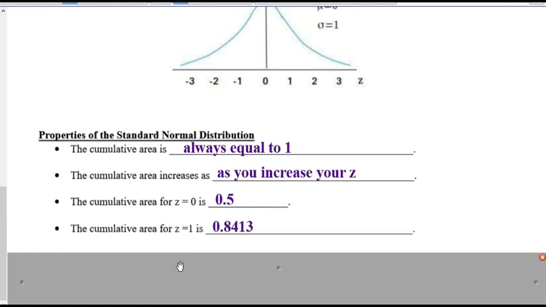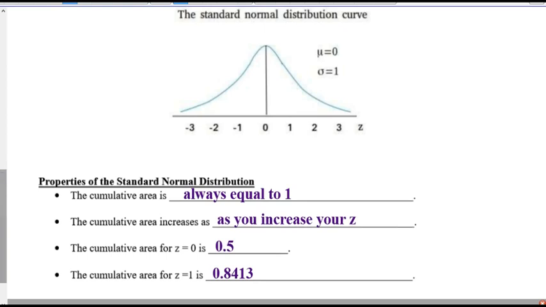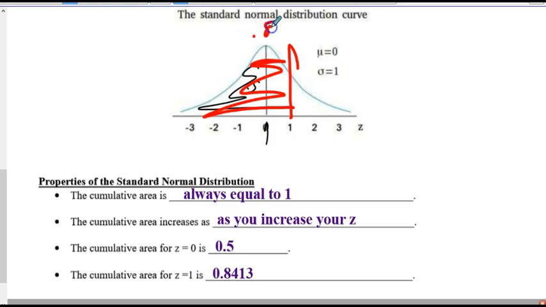The cumulative area for z equals 1 is 0.8413. So in other words, let's look right above here. If I'm at 0, and my z-score is right here, this is 50%, 0.5. If I'm here at 1, this area is 0.8413, about 84% of the graph. And if I went out to 2, I would have a higher area under the graph. It's always shading to the left.